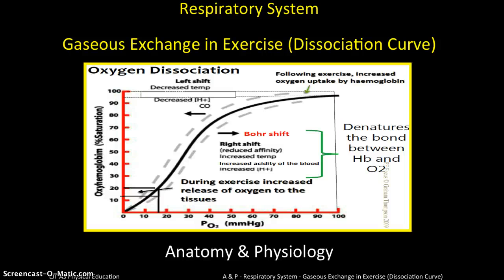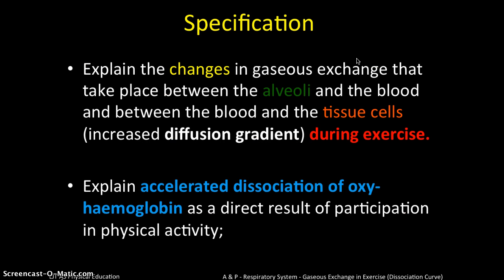So this is the second video really in relation to gaseous exchange. And remember, we look at gaseous exchange at the lungs and at the muscles, the external respiration and internal respiration. And last video we looked at how this occurs at rest. This video specifically looks at during exercise, how gaseous exchange is changed. And we also have to link those changes to a graphical or a curve related expression of these changes. So it's quite a lot to get through.